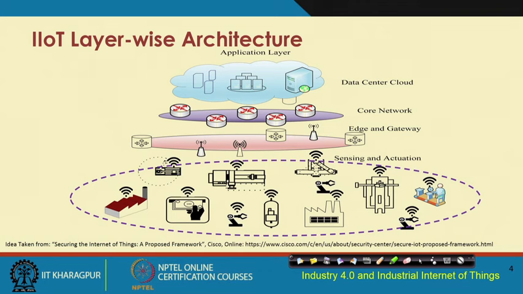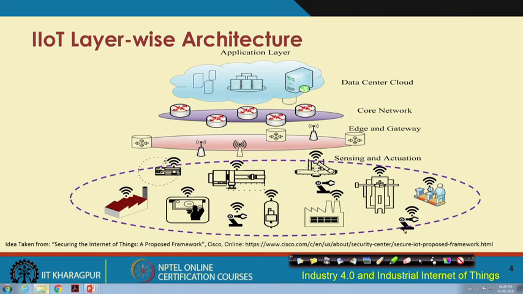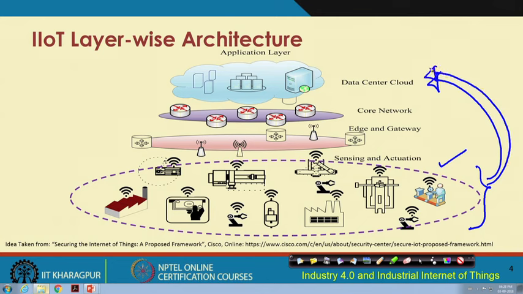If we look at the IIoT holistically, at the very bottom is the smart sensing element. We have these different smart sensors and actuators in the bottommost layer. These smart sensors sense, and the sensed data are sent to some data center or some cloud for further analysis.